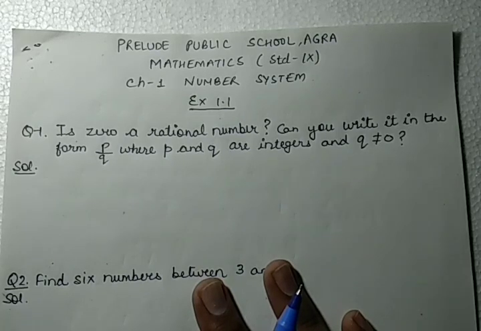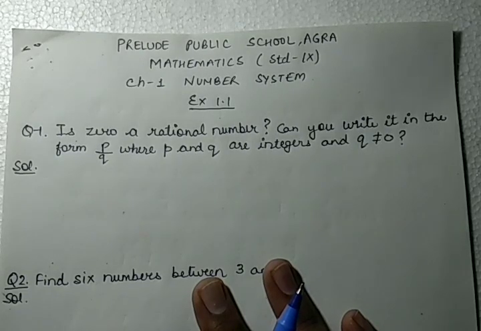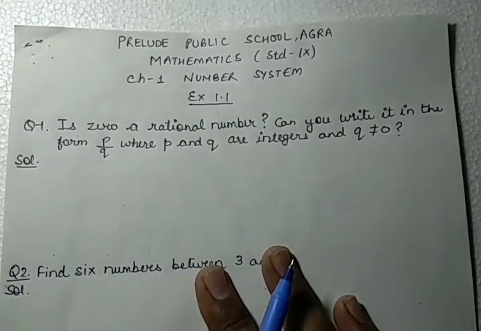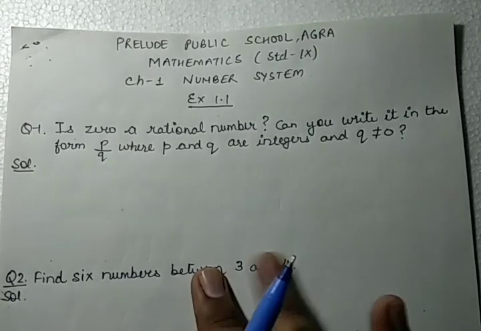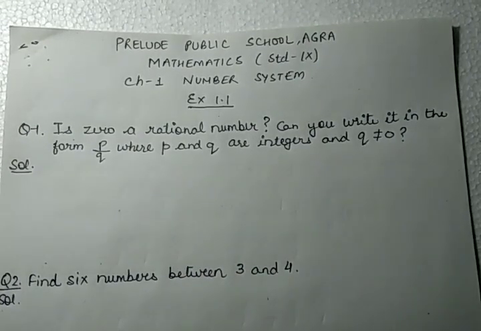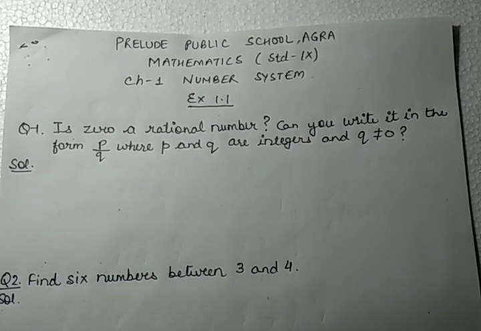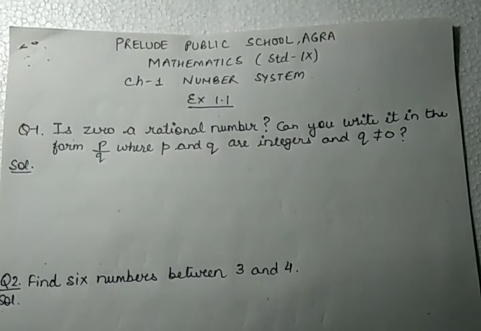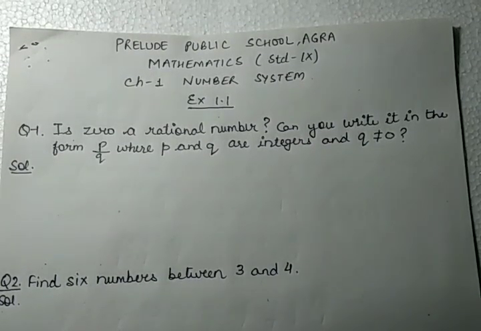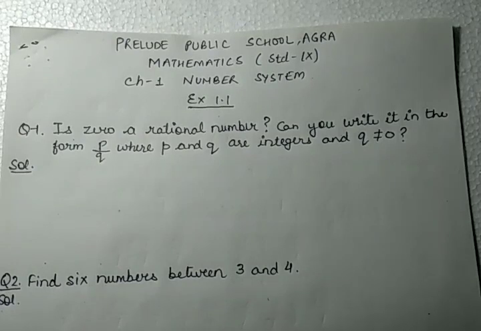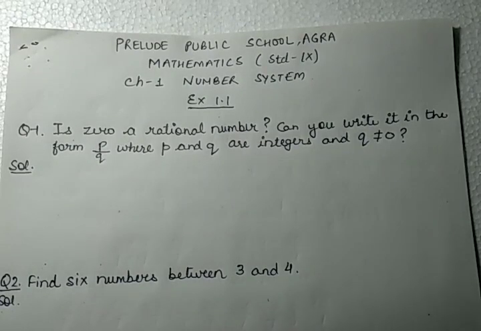The first question of this exercise is: Is 0 a rational number? Can you write it in the form P upon Q, where P and Q are integers and Q is not equal to 0? So yes students, first we need to understand what is a rational number. Rational numbers are the numbers which can be expressed in the form P upon Q. So can we write 0 in the form P upon Q?